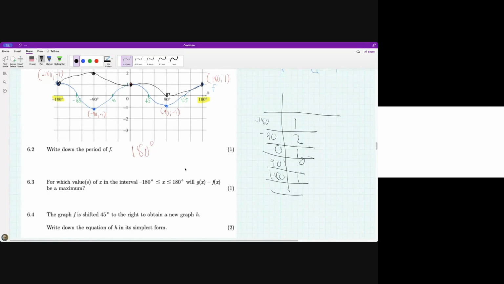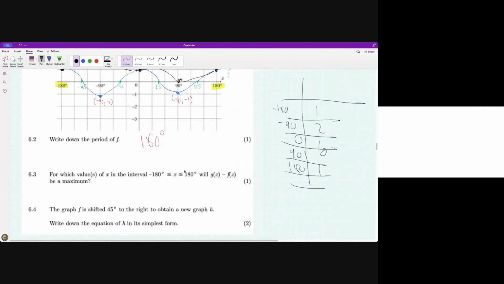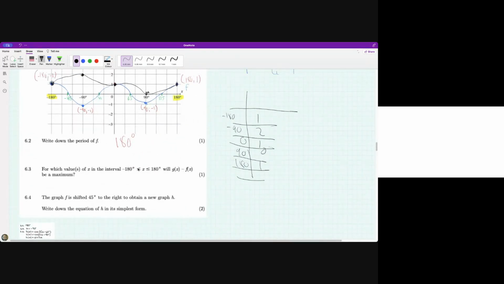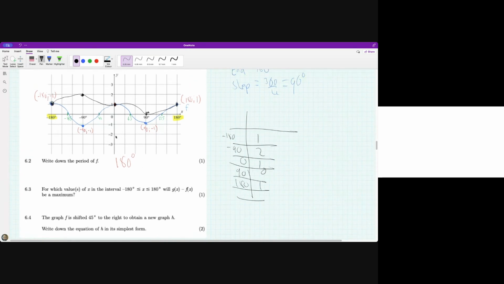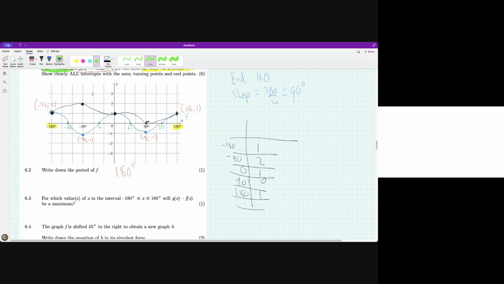Okay, let's answer the questions. For which value of x in the interval will g of x minus f of x be the biggest? Can you all see where the biggest gap is? I think the biggest gap is over here.